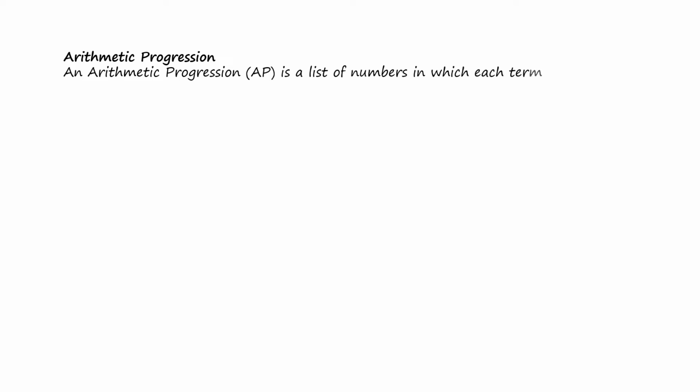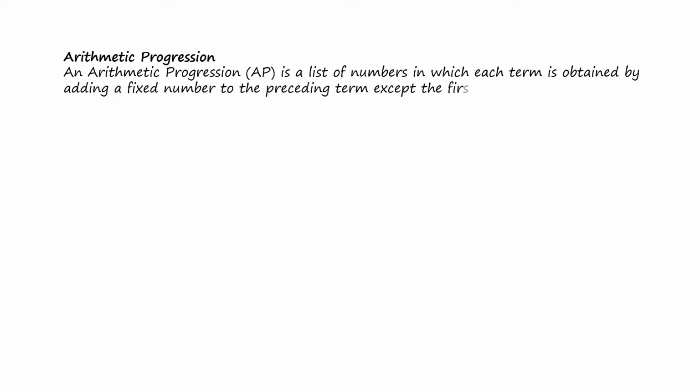Today we will discuss arithmetic progression. What is arithmetic progression? The definition says an arithmetic progression is a list of numbers in which each term is obtained by adding a fixed number to the preceding term, except the first term.